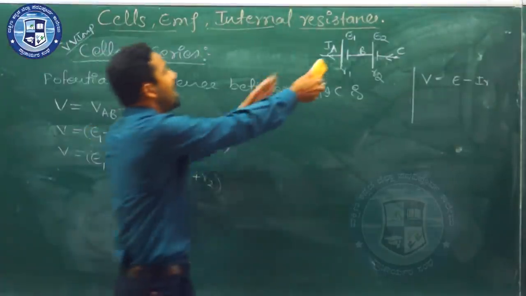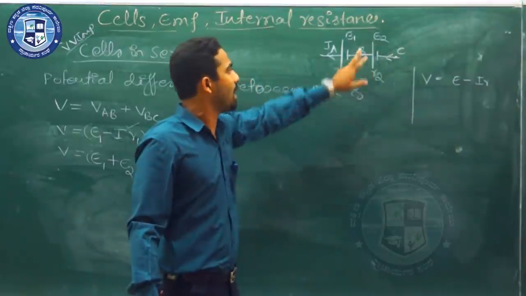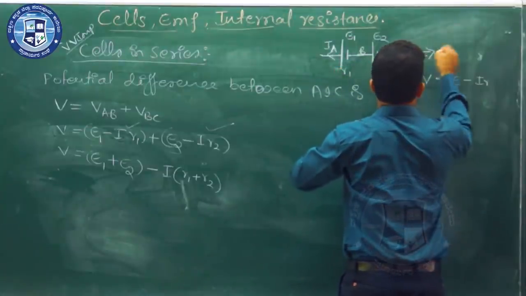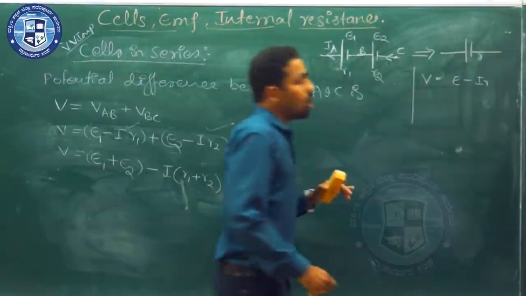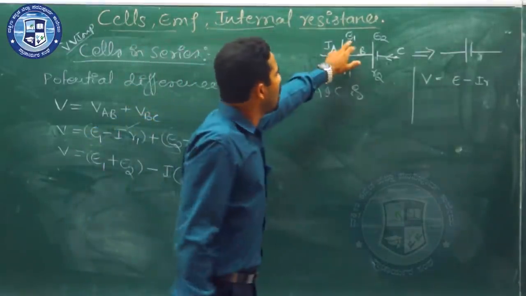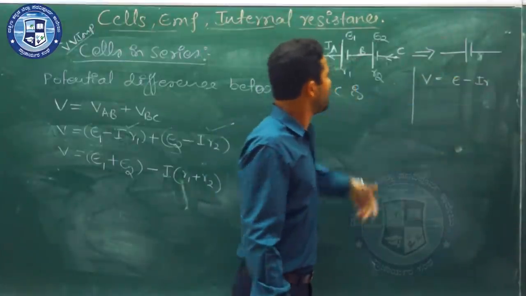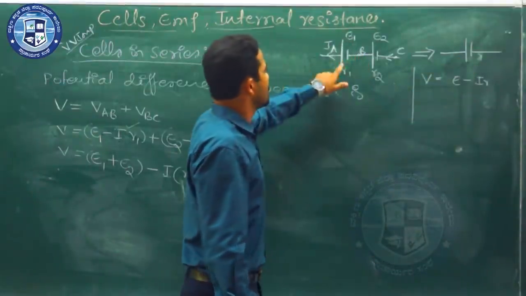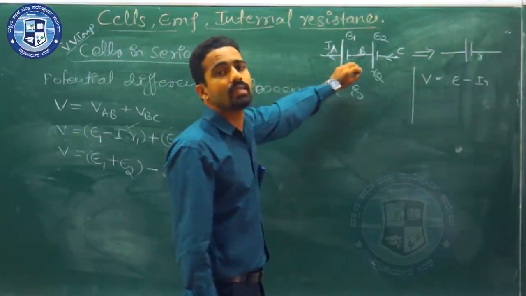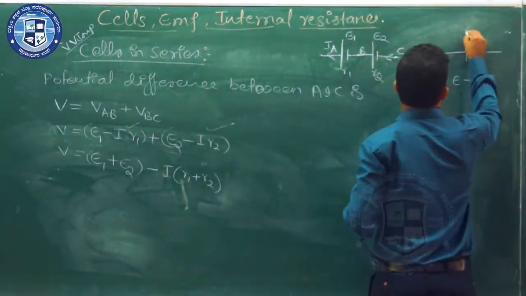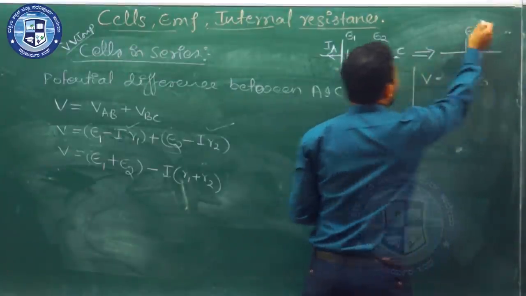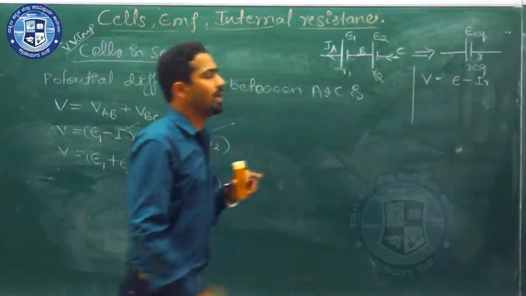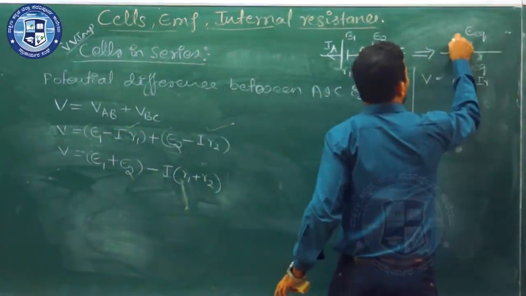So instead of using these two cells, if I am able to replace them by a single cell, how to write them? If I replace these two cells by a single cell, whose EMF is equal to the total EMF of these two cells, and whose internal resistance is equal to the total internal resistance of these two cells, so that I can write here E as the equivalent EMF of these two cells and R as the equivalent internal resistance of those two cells, so that the current will flow like this.